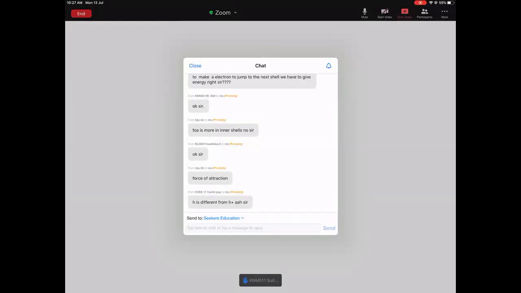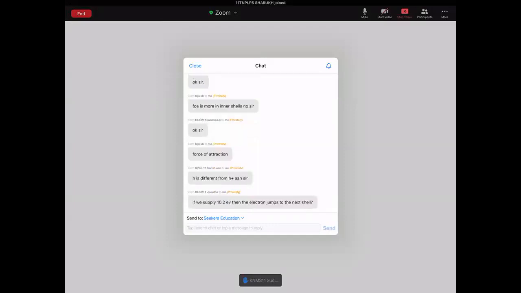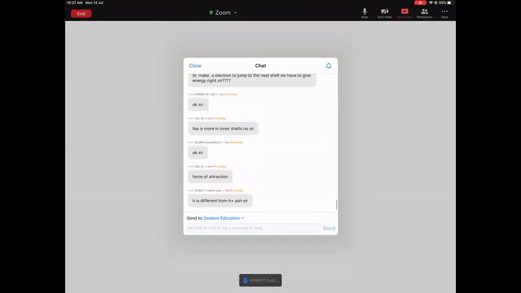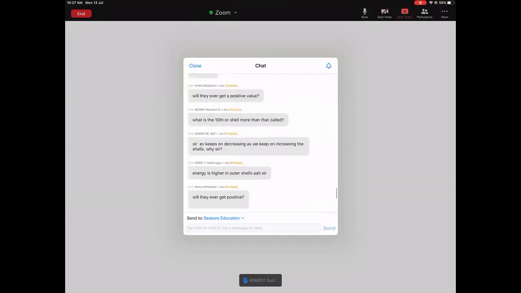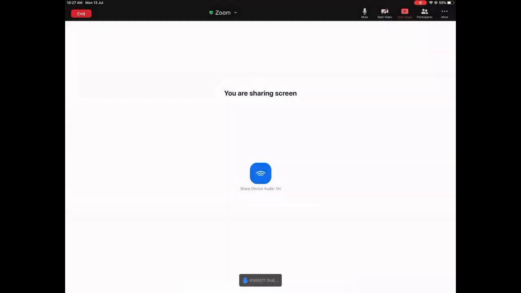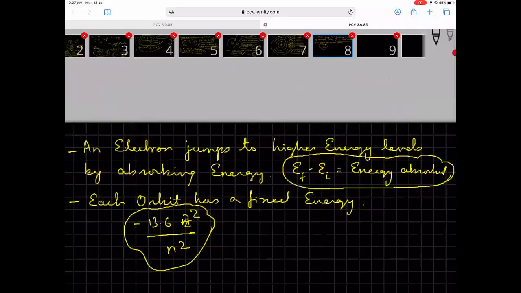H is different from H plus. Obviously, H means it has no charge. H plus means it is hydrogen without an electron. Atomic hydrogen is H, and H plus is charged hydrogen. If we supply energy, then the electron jumps to the next shell. Correct. So some understanding is coming right now. They will never get positive, because if they become positive, they will escape.